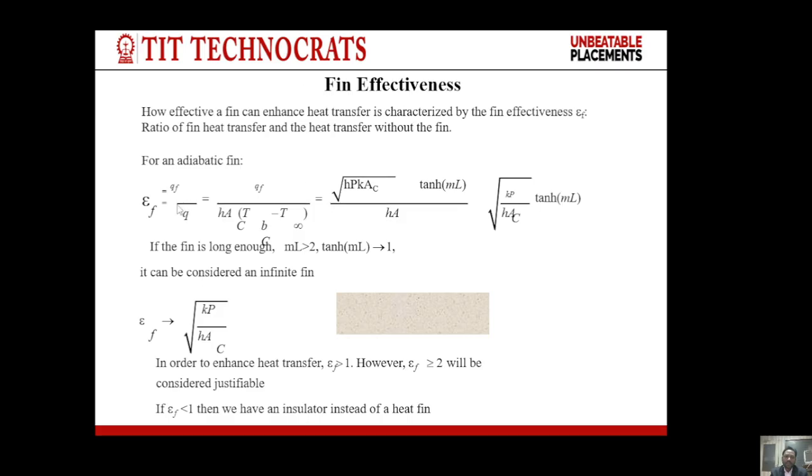So this will be the ratio of heat transfer by using the fin and heat transfer without using the fin. So finally we will use this formula, effectiveness of fin, that is the square root of hkP upon hA, times tanh(mL). So what are the parameters on which the effectiveness of fin will depend? After observing this formula, we can see that the effectiveness is greater than 1. However, effectiveness greater than or equal to 2 will be considered justifiable. If effectiveness is less than 1, then we have an insulator instead of a fin. It means that adding the extended surfaces gives no benefit; the heat transfer is reducing.